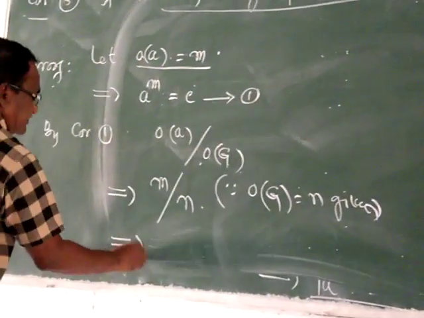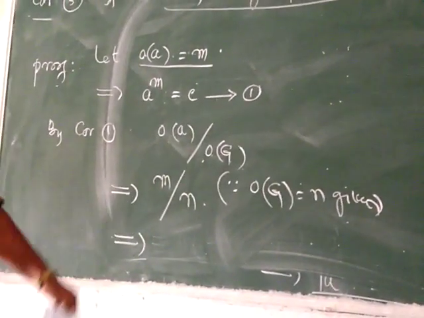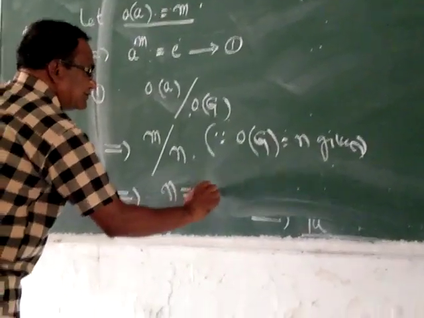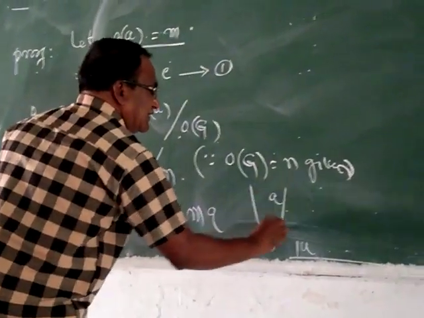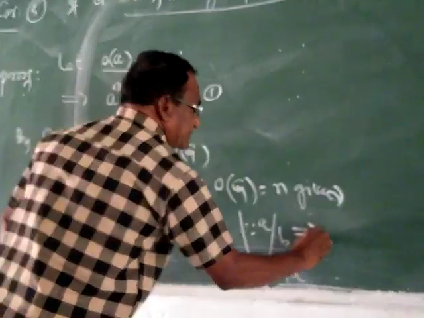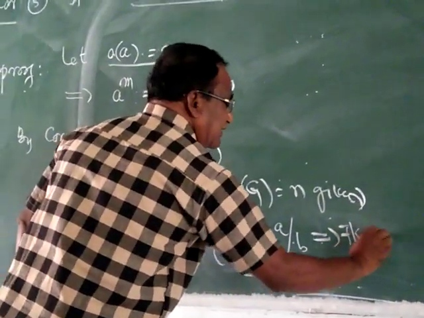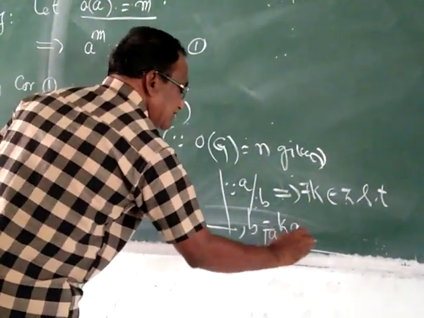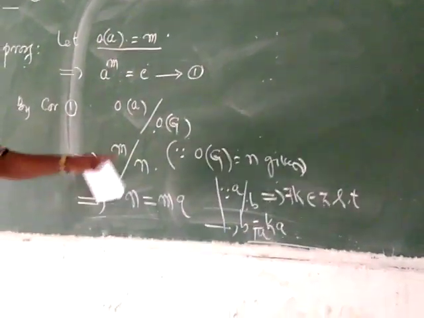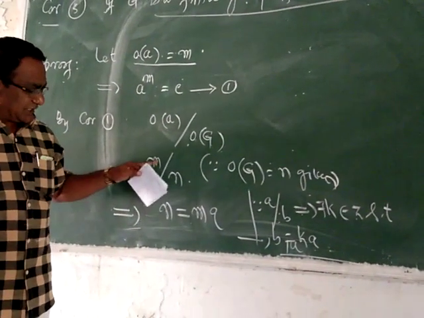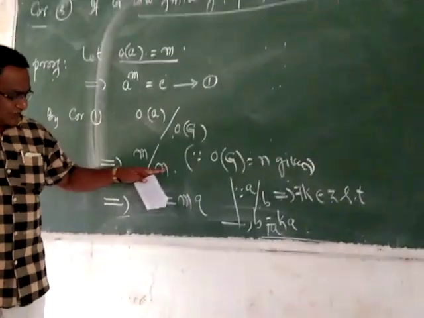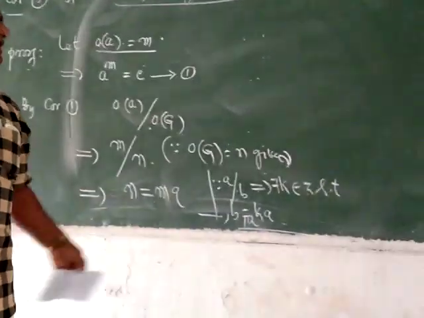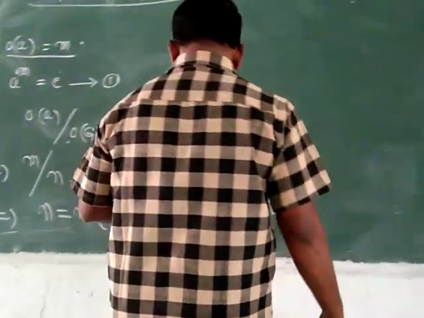By the definition of divisibility, what does m divides n imply? If A divides B, it implies that there exists an integer k such that B is equal to A k. By this definition, m divides n is of the type A divides B, so there exists an integer q such that n is equal to m q.